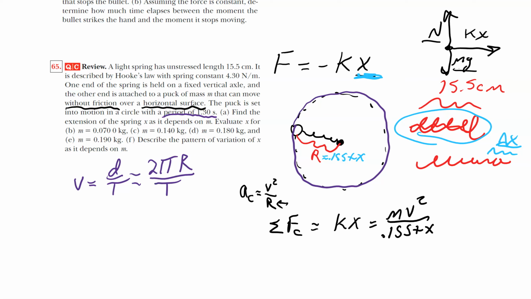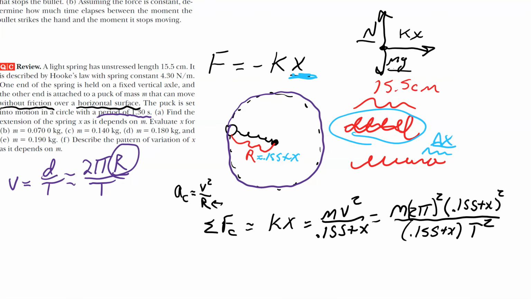Okay, and so anywhere I see a v, I can put that in instead, and anywhere I see an r, I can put that in instead. So let me punch that. So that looks something like this. And then I've got the period, so I've got a number for that. And then what I really need to do, what the problem's asking for, is find the extension of the spring x as it depends on m.